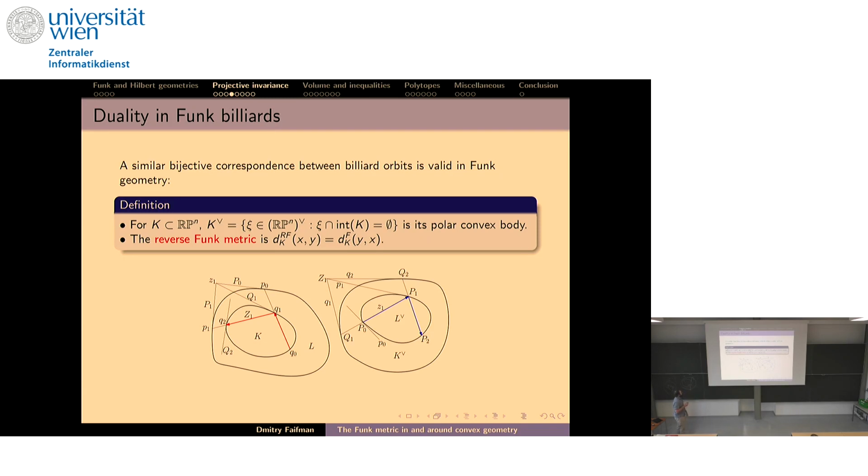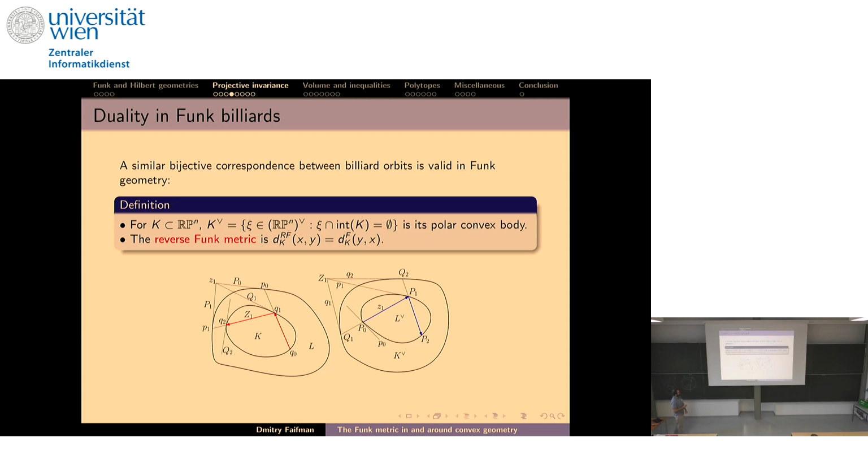So let's be a bit precise. We'll be talking about projective polars, which is very much related to linear polar bodies, but here's the definition. If you have a convex body K in RP^n, then the polar body consists of all hyperplanes that do not intersect the interior of K. So that's a polarity thing. That's also a convex body. And we will also be making use of the reverse Funk metric, which is what you think it is.